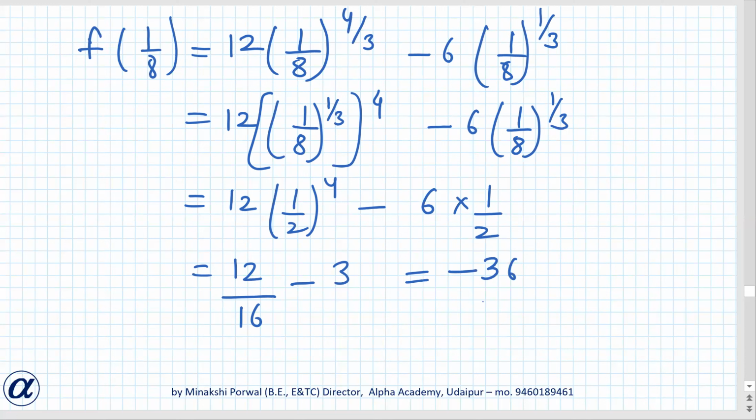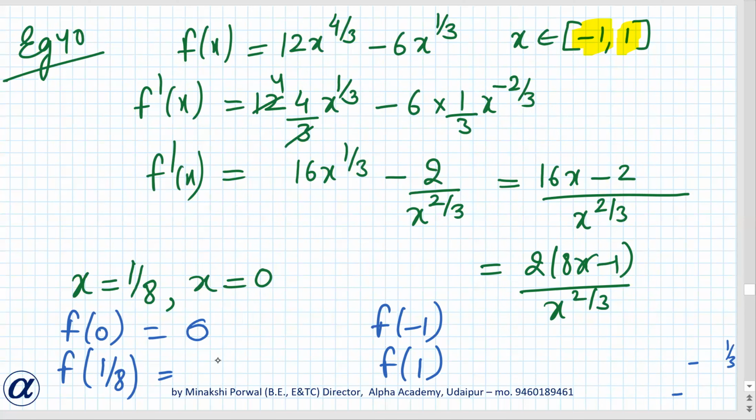Minus of 36 by 16. So that is 9 by 4. So f of 1 by 8 is equal to minus of 9 by 4.